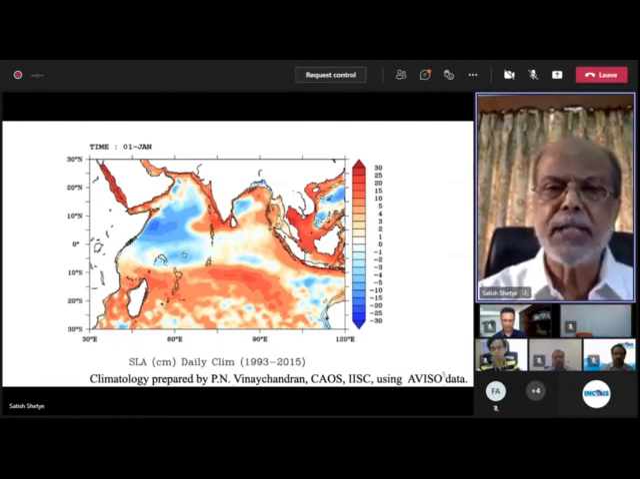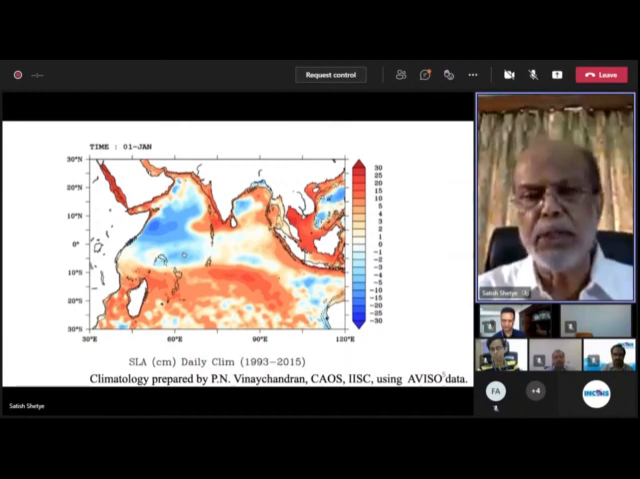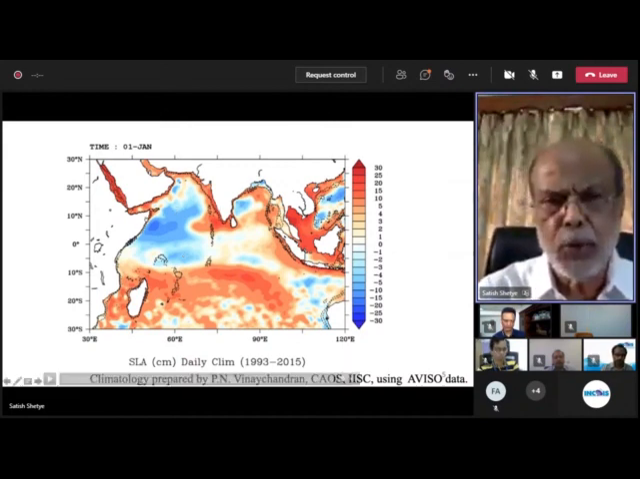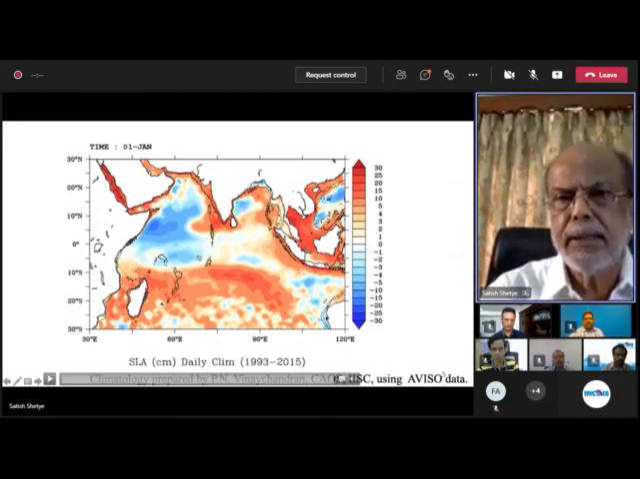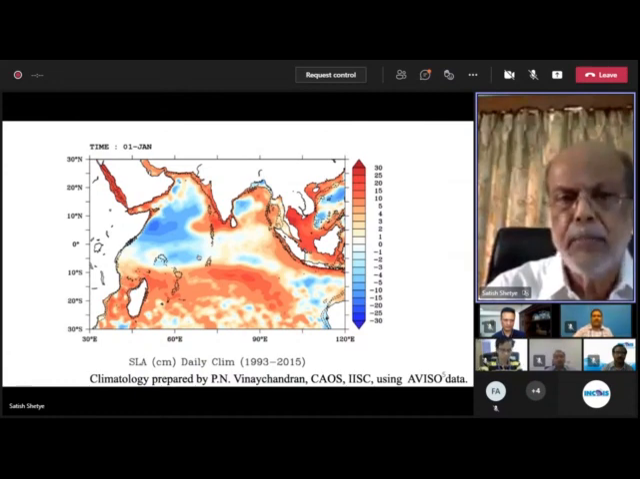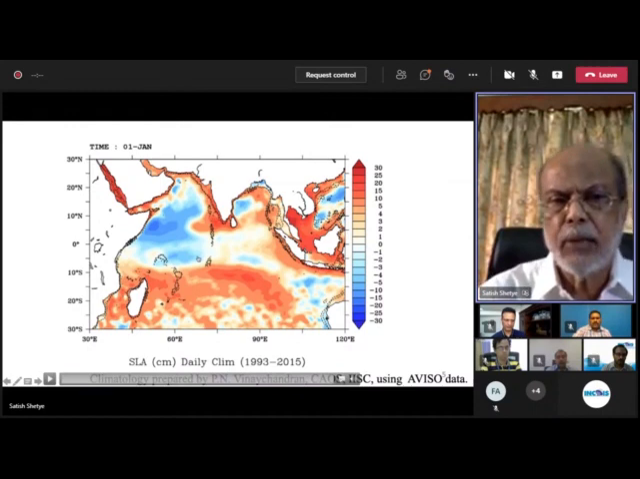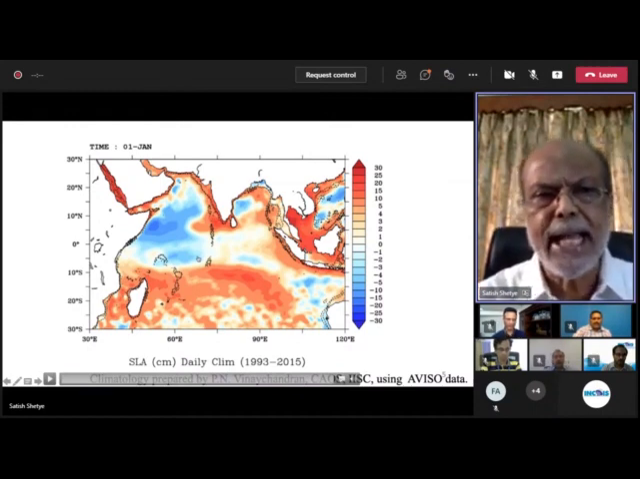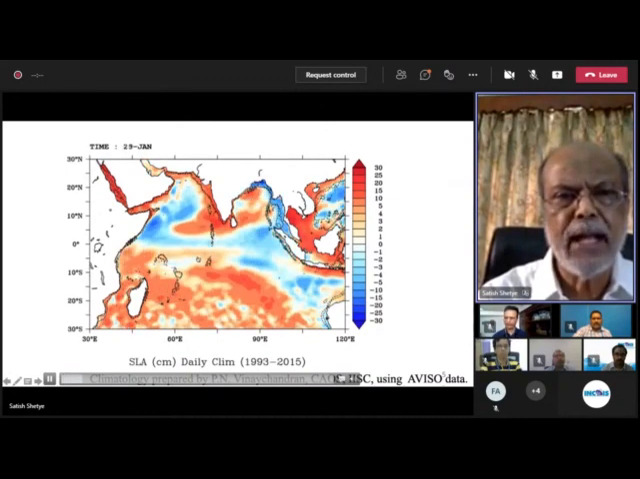It merely represents the average of a daily value during a period of about 22 years or so. So that is what I'm going to do now. The red colors in here represent the higher sea level. Blue colors represent the lower sea level. And once you start looking at the date, it is shown at the top on the left-hand side.